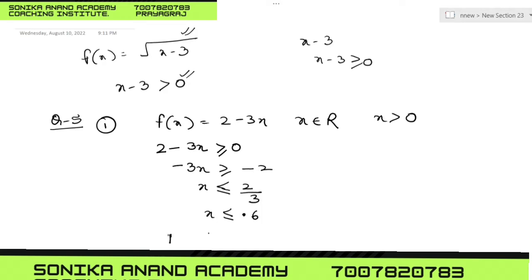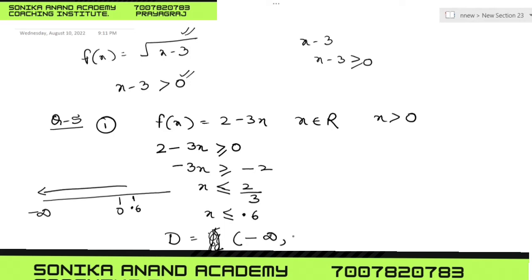So what is the domain? That means x must be less than or equal to 0.6. Here we have 0.6, and the value of x goes like this, from negative infinity. Whenever we write infinity, we use only the small bracket. So minus infinity, and here 0.6, which is included.